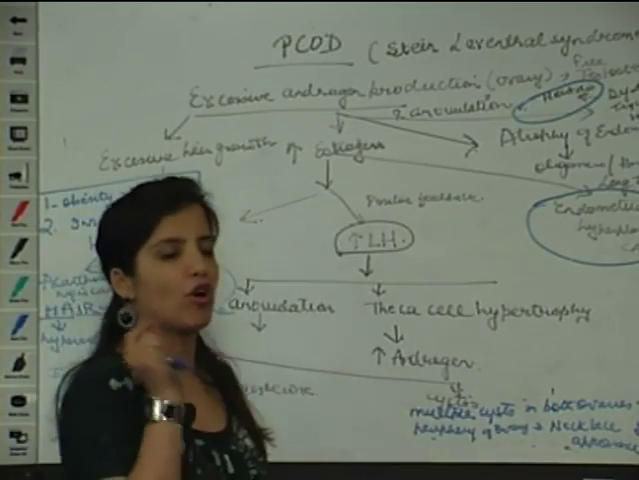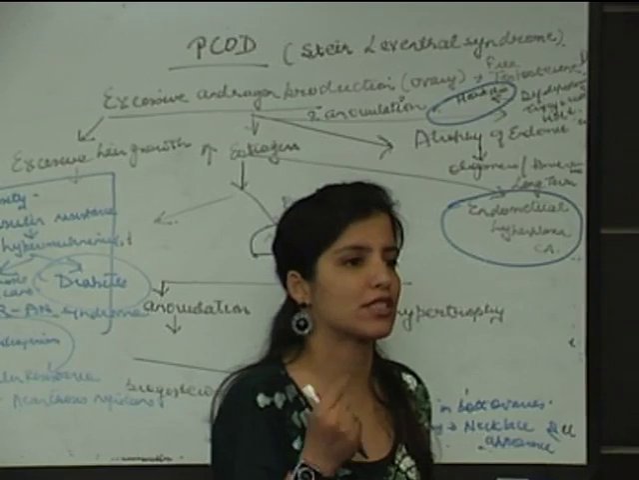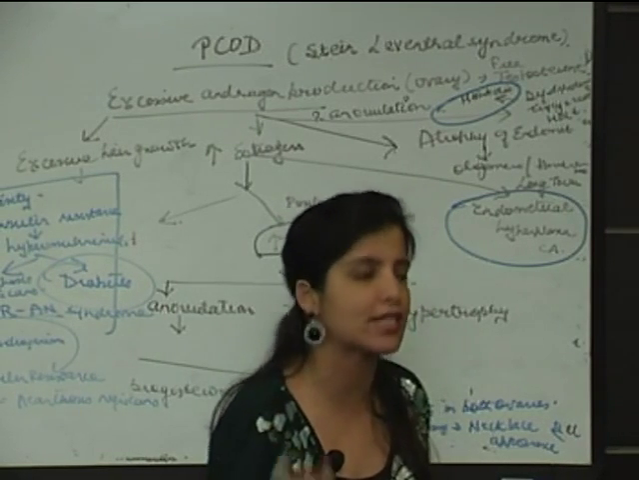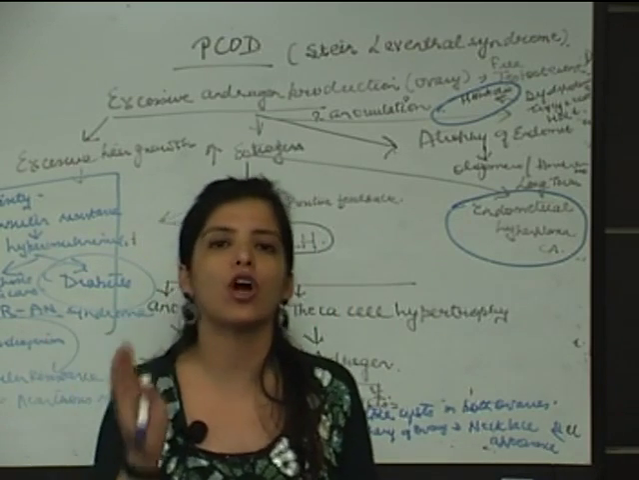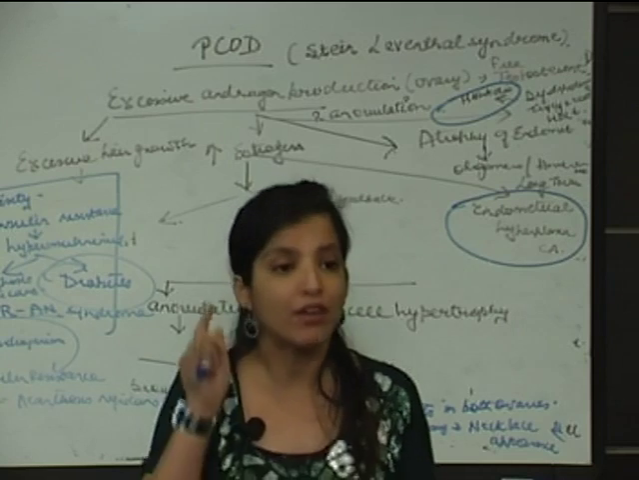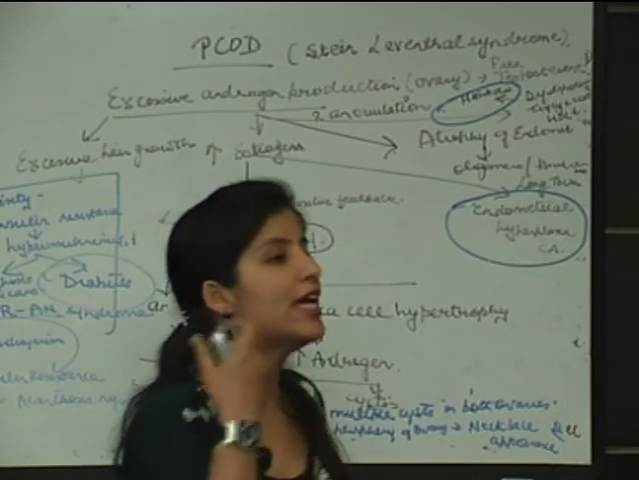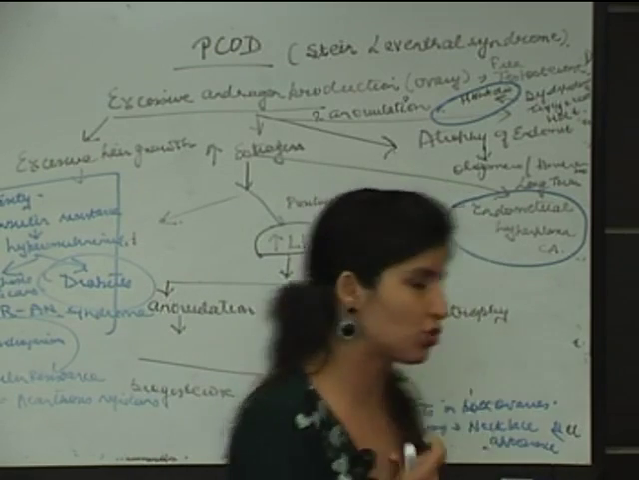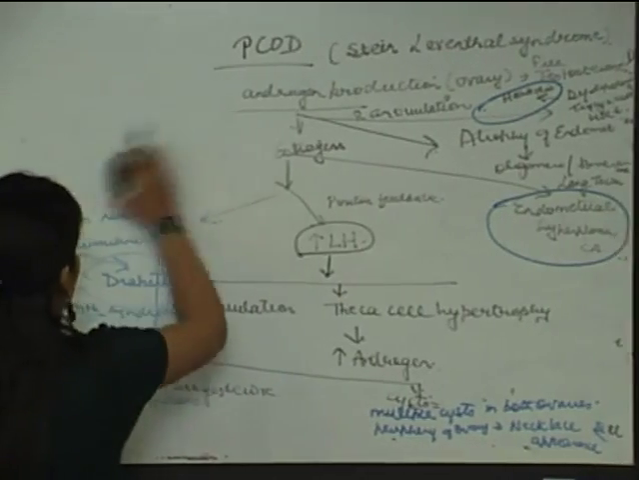Infertility in case of PCOD is very easily treatable because it is a result of anovulation. You just have to give ovulation-inducing drugs and the infertility is treated. So infertility is not a long-term consequence. Rather, if they ask you what is the most common cause of easily treatable infertility, PCOD is one of those causes. Now, how do we manage a patient of PCOD?